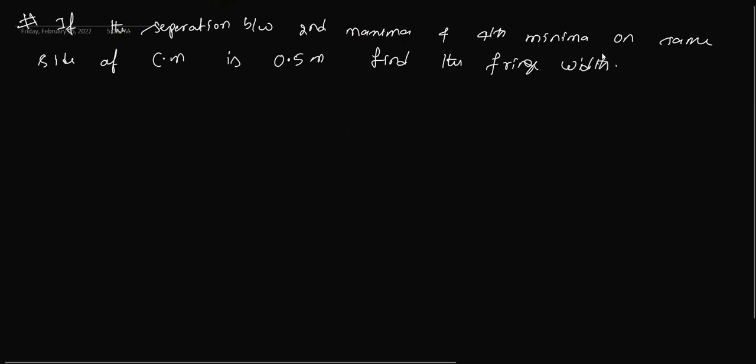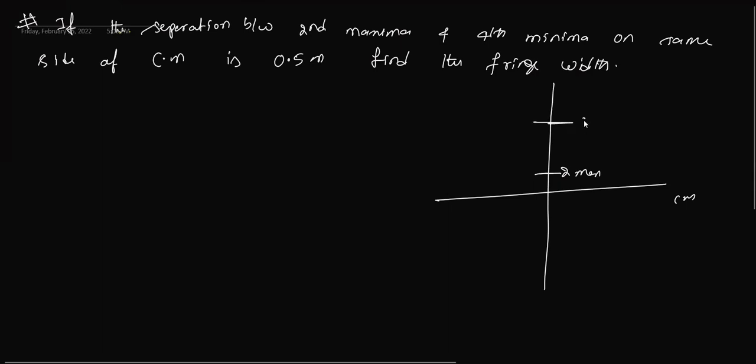So what we have to know here is the separation between second maxima and fourth minima. If we take the central maxima here, and this is the screen, then the second maxima will be somewhere here, and the fourth minima somewhere here. This distance we need to calculate, which means fourth minima minus second maxima. If you calculate, you will get the answer.